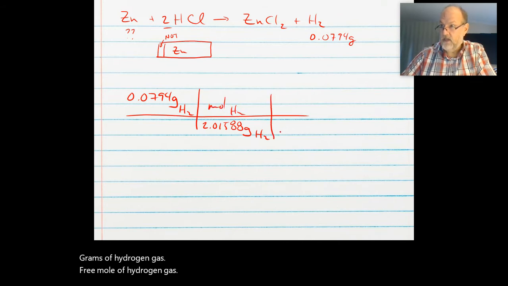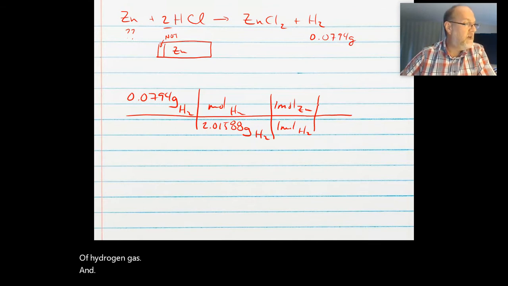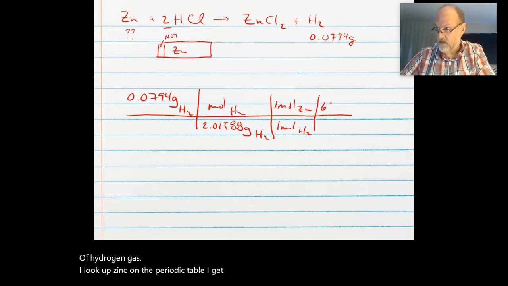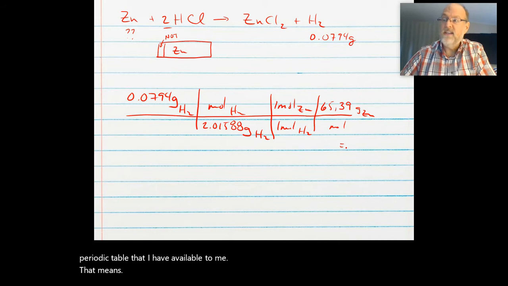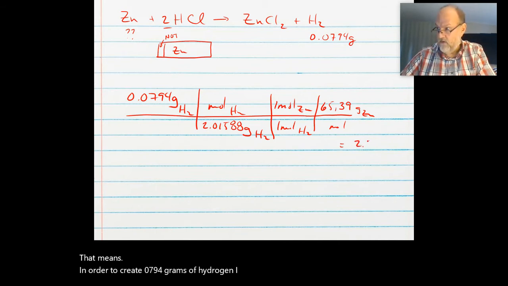In my balanced equation, it's a 1-to-1 ratio, so I have 1 mole of zinc for every 1 mole of hydrogen gas. And if I look up zinc on the periodic table, I get that zinc has a molar mass of 65.39, at least on the periodic table that I have available to me. That means in order to create 0.0794 grams of hydrogen, I needed 2.58 grams of zinc.